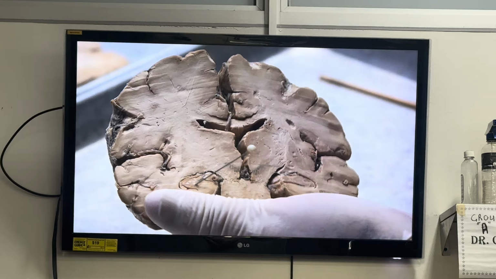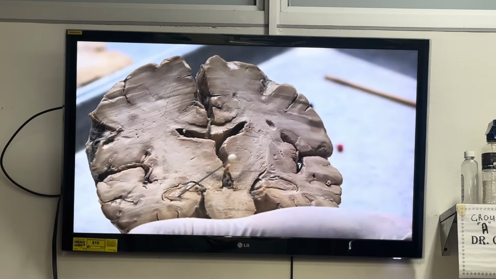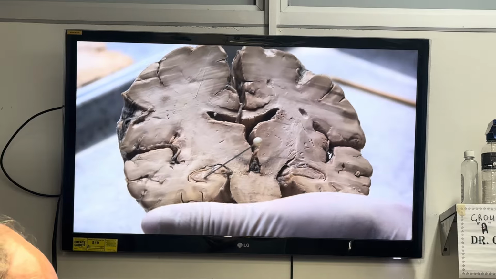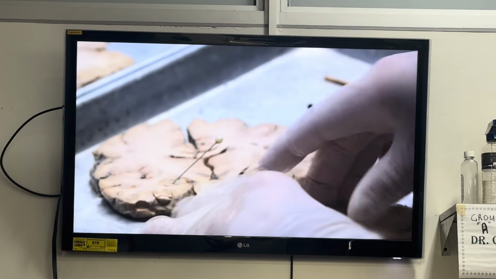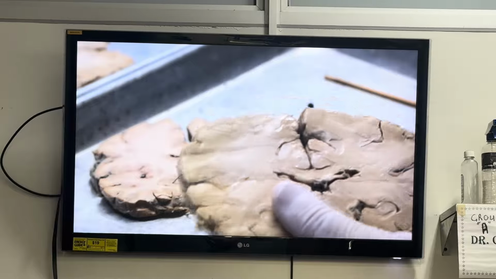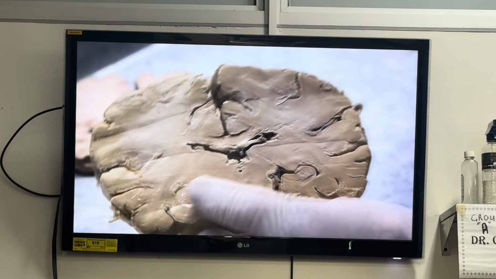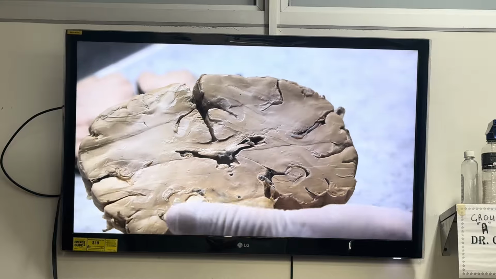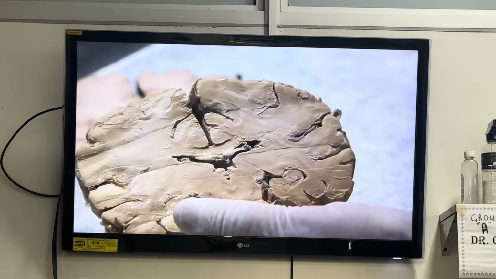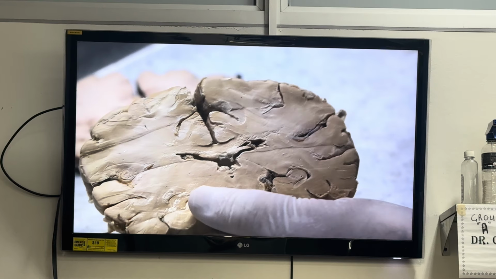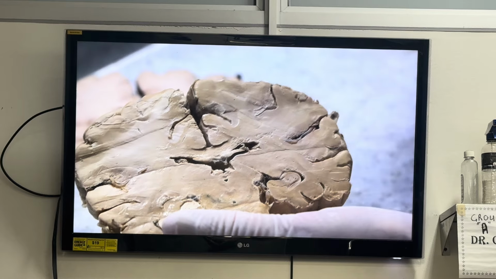And the alveus will continue as the fimbria, and the fimbria will continue as your posterior crus of the fornix. And the two posterior crura of the fornix will form the body of the fornix, and the body of the fornix will divide into two anterior columns of the fornix, which are projecting where?